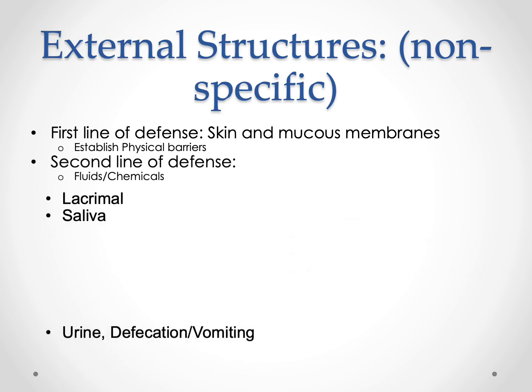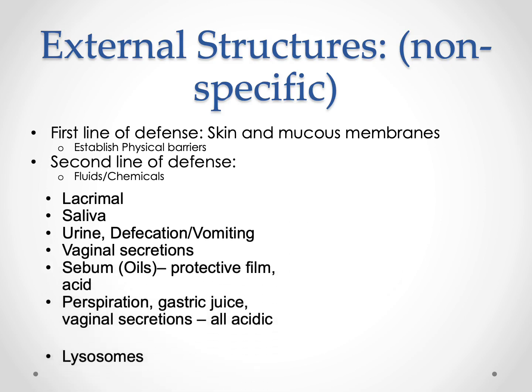The second line that comes into play here are any of the fluids that we look at. These include things like lacrimal secretions, saliva, urine, defecation, vomiting responses, vaginal secretions, sebum, oils that produce a protective film, perspiration, gastric juices, anything that is acidic like vaginal secretions, lysozyme secretions from some of the immune cells.